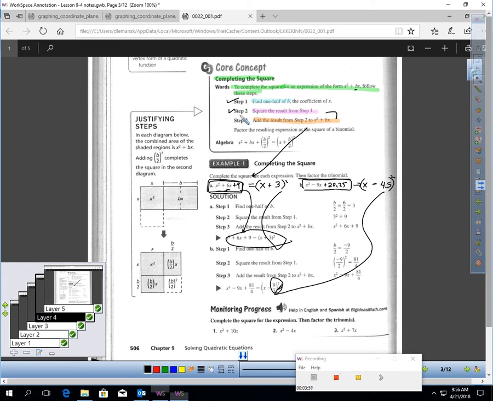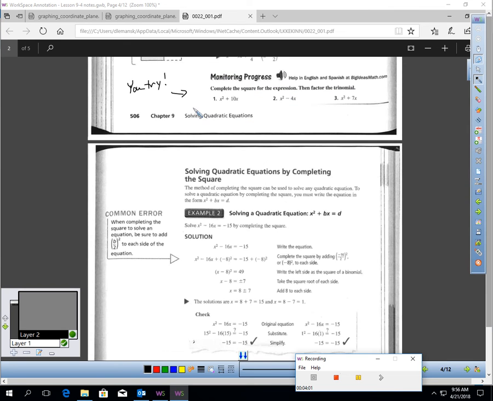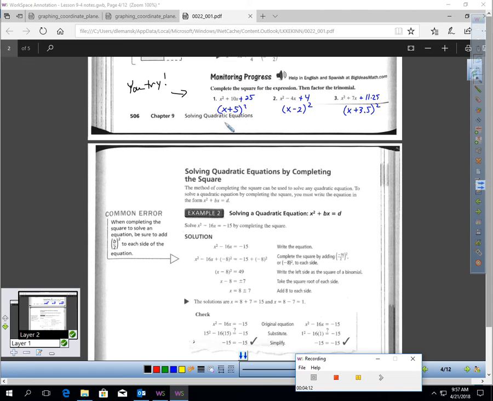That process, these 3 steps, is completing the square. Why don't you pause the video and complete the squares for questions 1, 2, and 3, and then factor your perfect square trinomial. Go ahead and do that. And I'm back, and here are the answers. I left 3 in decimal versus fraction. If you put it as a fraction, that's fine too. If you did not get these, when you come to class tomorrow, make sure you ask.